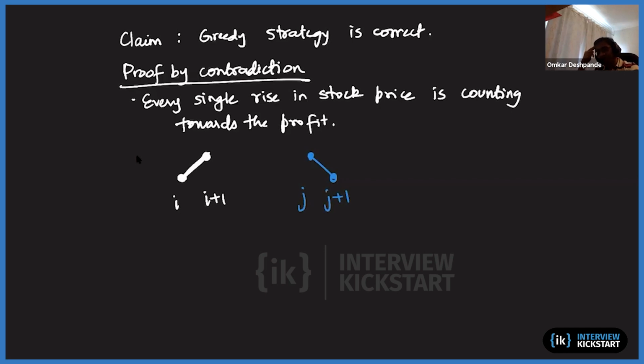Our greedy algorithm never includes a fall. Whenever we see the stock price fall, we either don't buy it or we sell it if we already have it. So that means any optimal solution can't differ from our solution in having any extra rise in the stock price. It also can't differ in having any extra fall in the stock price. So that means our solution must be equal to the optimal solution.